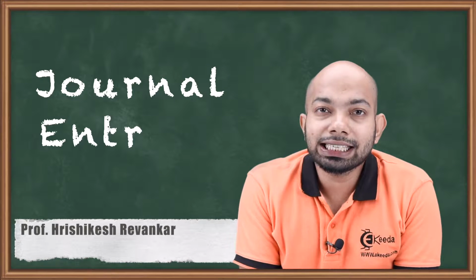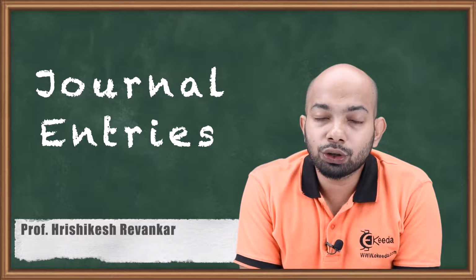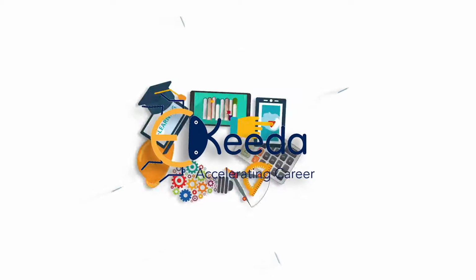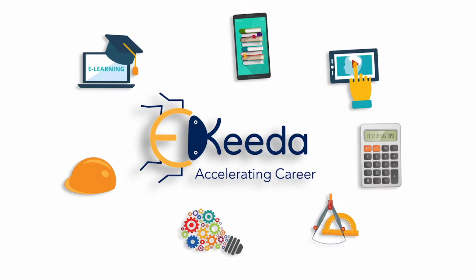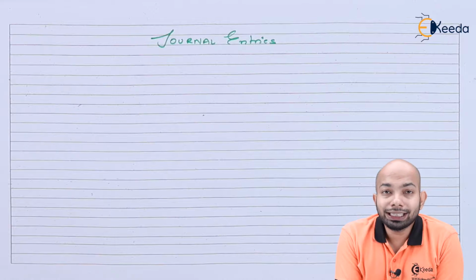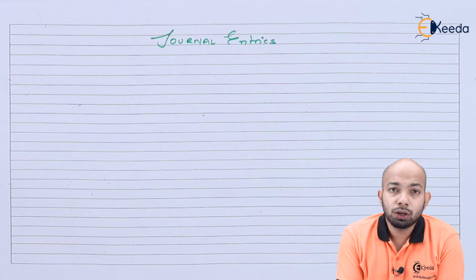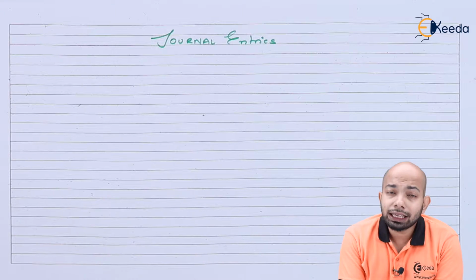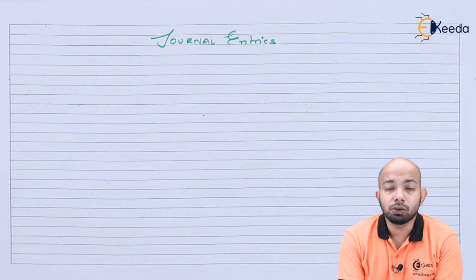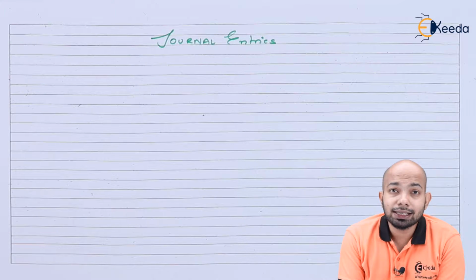Hello friends, we'll be discussing the journal entries for the chapter which we are studying about, that is sale of goods on approval or return basis. Now, when we talk about the journal entries, this is basically when the business casually sends out the goods for sale, that means on approval or return basis. Now, what are the kind of journal entries that we have to pass through? Why exactly these journal entries will be passed is something that we'll be discussing right now.